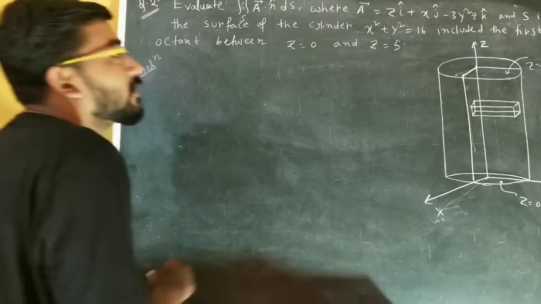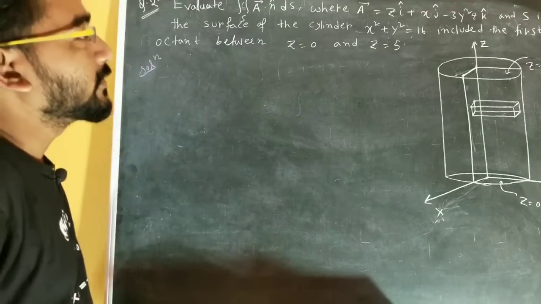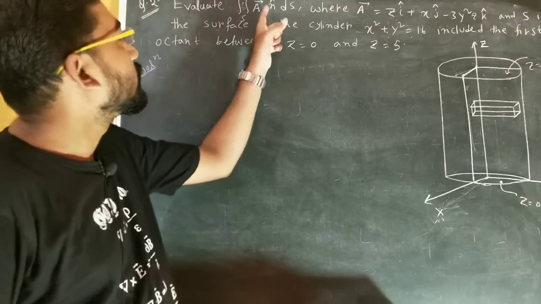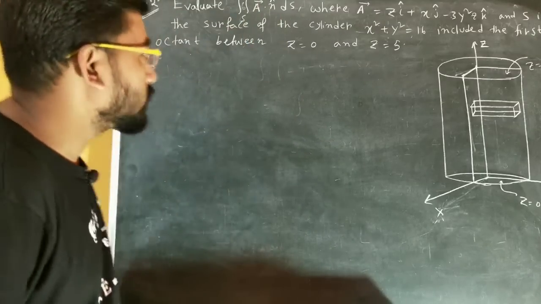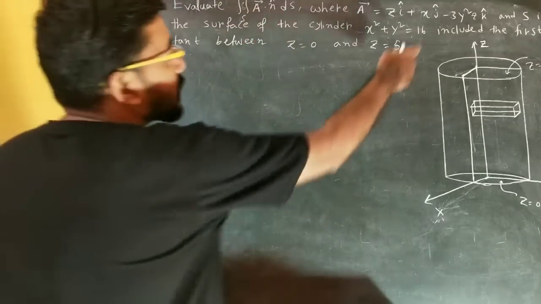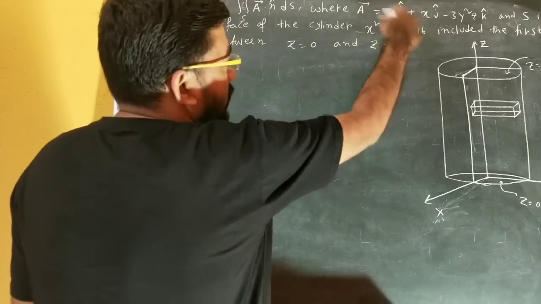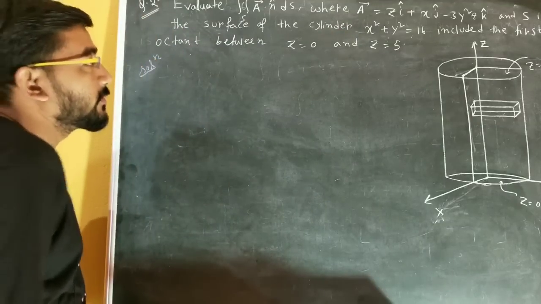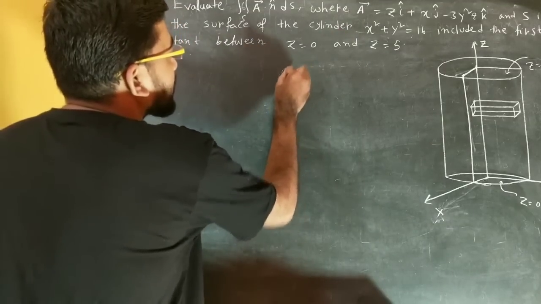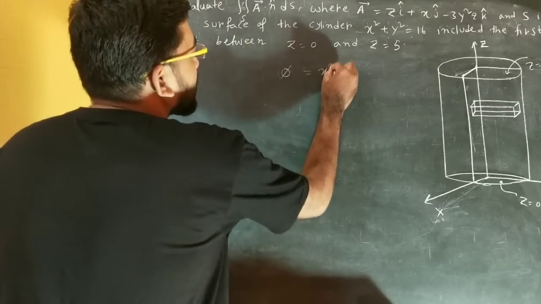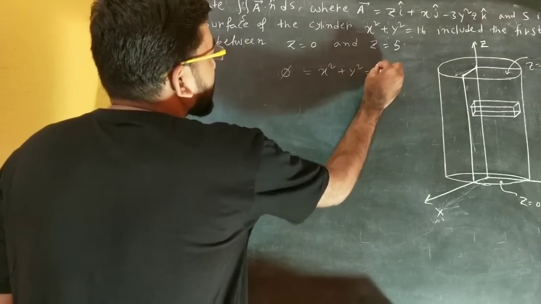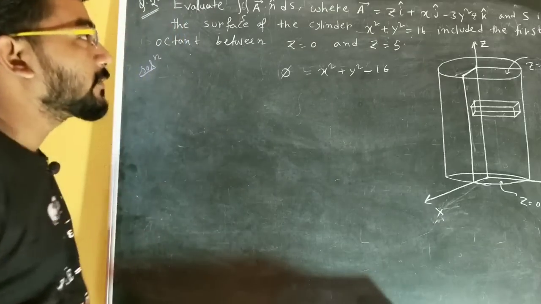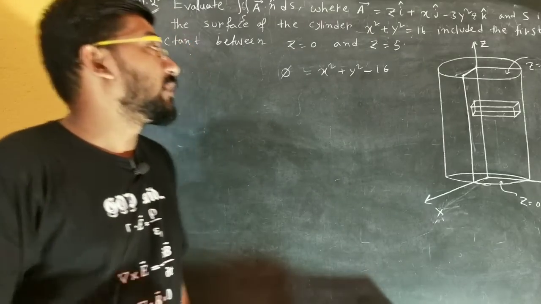Now first let me find out the unit vector for this surface, because we have to use this n cap. So your first step is to find the unit vector, and we take the surface as x square plus y square equal to 16. So let me take the equation of surface phi as x square plus y square minus 16. Now how can you find n cap? N cap is nothing but grad phi divided by mod grad phi.